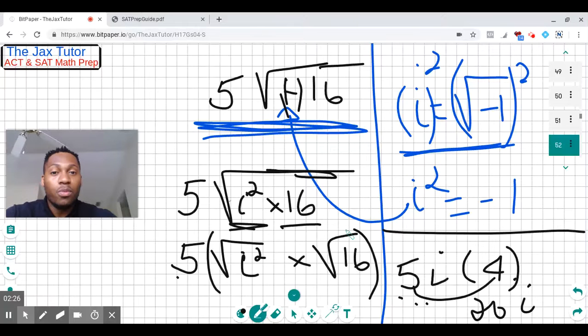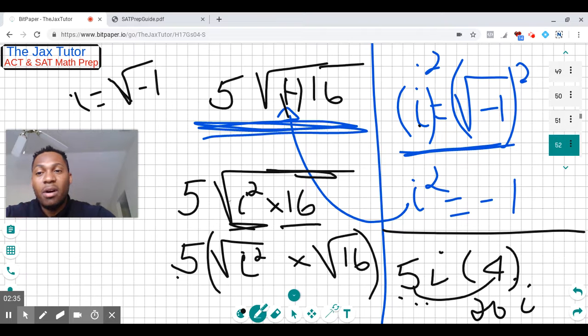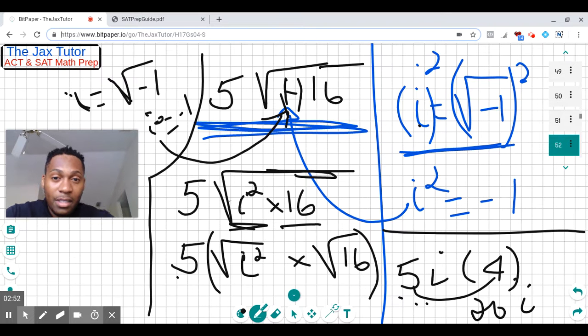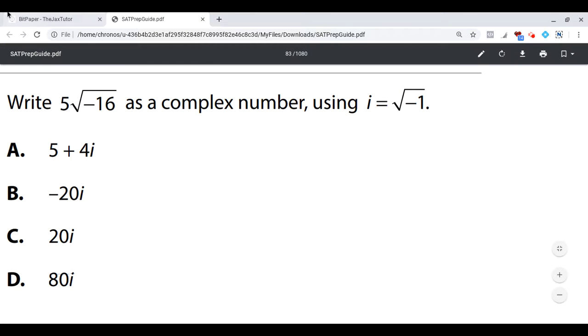So what did we do? We started with the concept that i is equal to the square root of -1. We square both sides. That means i squared is equal to -1. Actually, sometimes when you're presented a problem that has complex numbers, they just tell you to assume i squared is equal to -1. So we know that. We plug in that -1 inside of this thing, and we solve for everything. We end up with 20i. Let's see. Yeah, 20i is choice C.